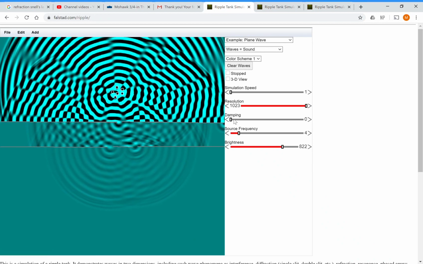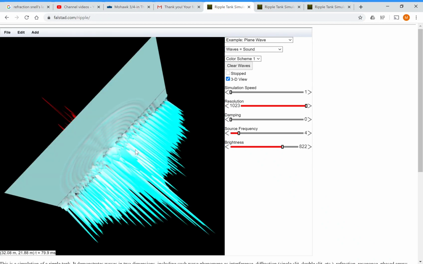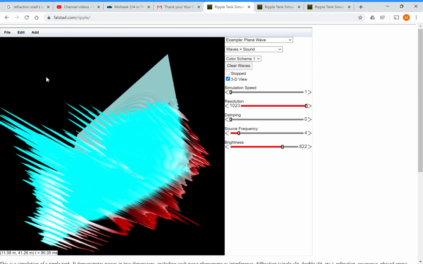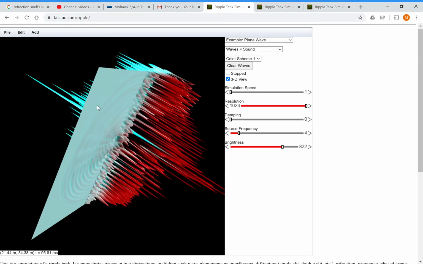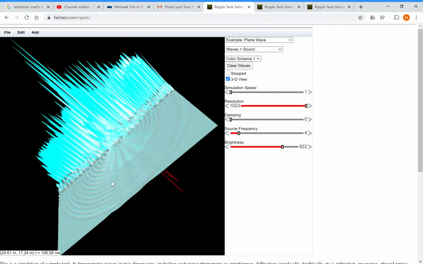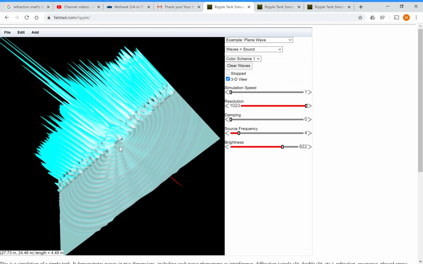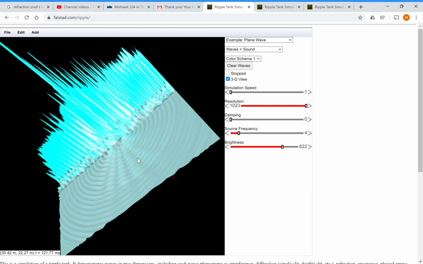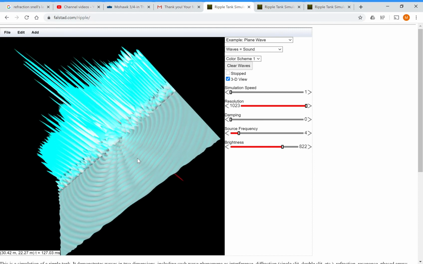Okay, so let's look at the 3D view. And, sorry, I've got it turned around. Here you can, let's see if I can, you can clearly see our lines of interference forming, nodes and antinodes. Isn't that amazing? Okay, so what a stroke of genius.